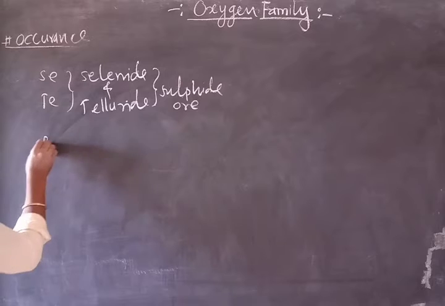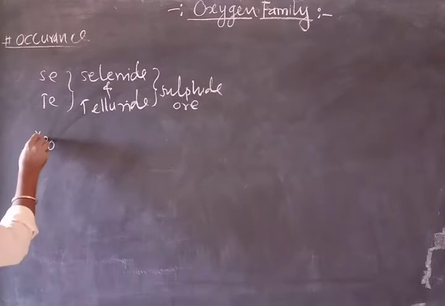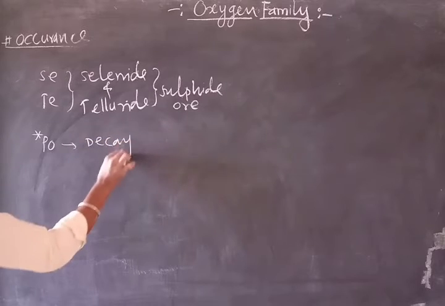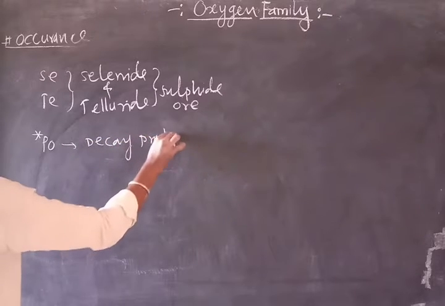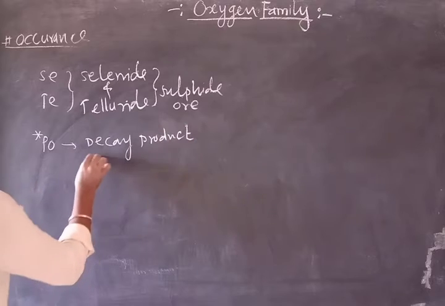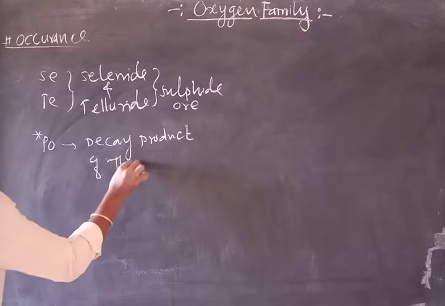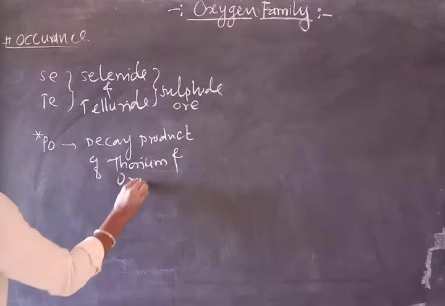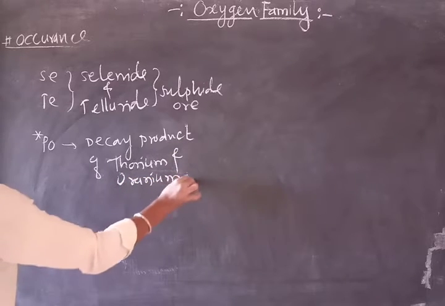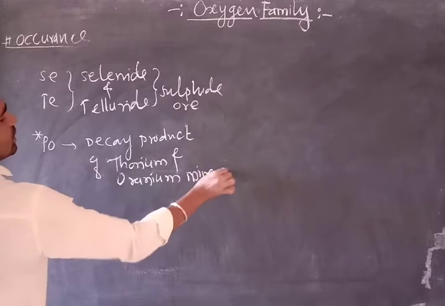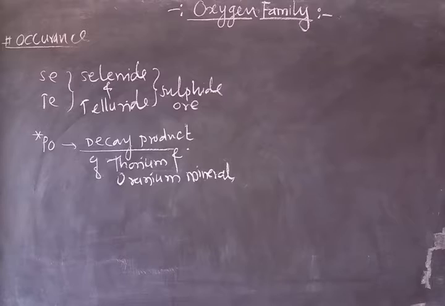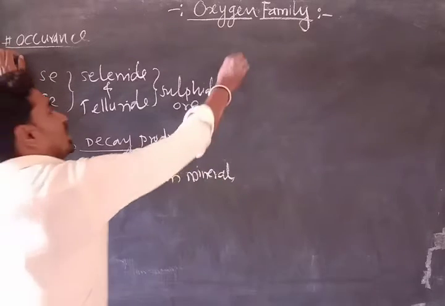After this, the most important element is polonium, which is a radioactive element. It is actually one of the decay products of thorium and uranium minerals. You have to remember this fact. Okay, my dear students, and after this occurrence, we'll see its physical properties.